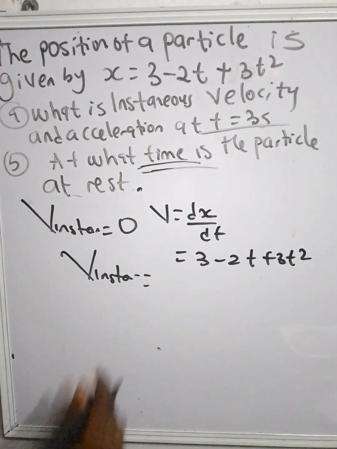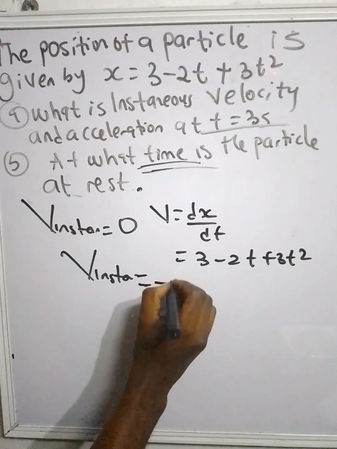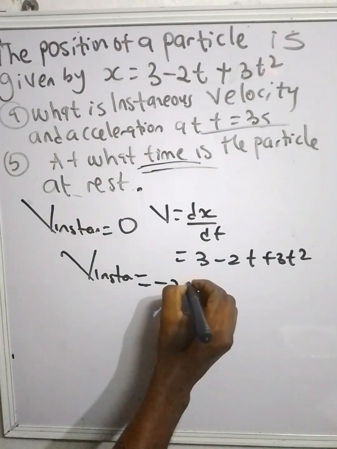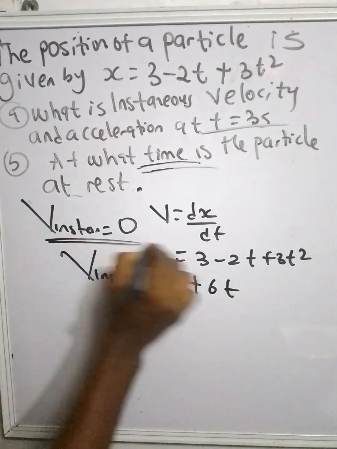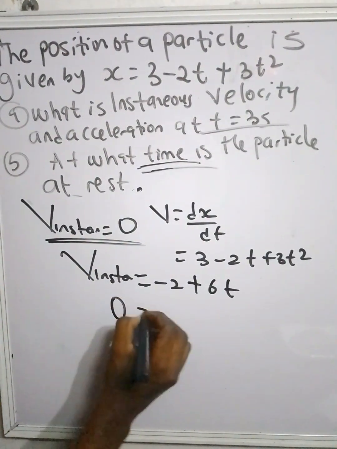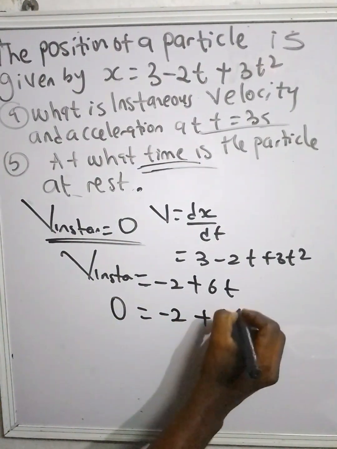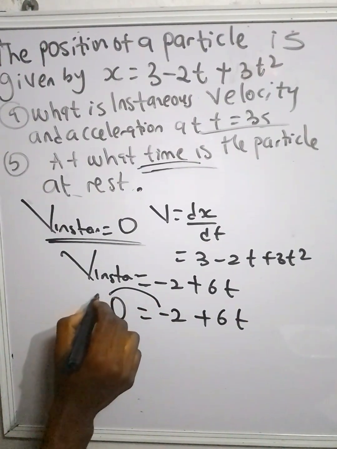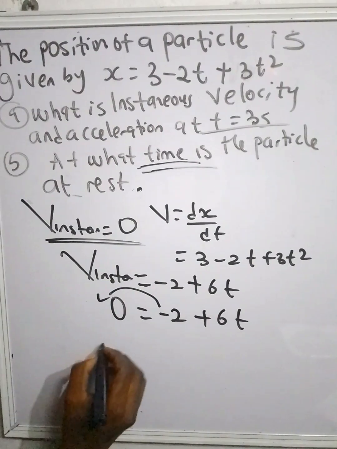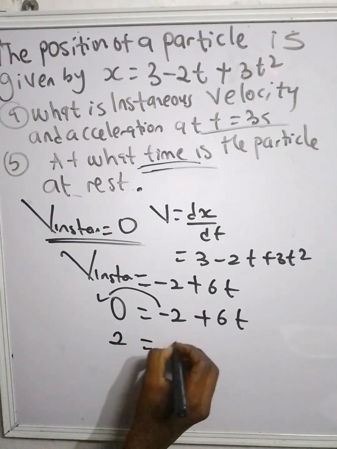And when we differentiated this, what do we have? We have minus 2 plus 6t. Now since our instantaneous v is 0, that means this will be 0. That's 0 equals minus 2 plus 6t, right? Now if I cross this to the other side, it changes from minus to positive. That's plus 2 equals 6t.